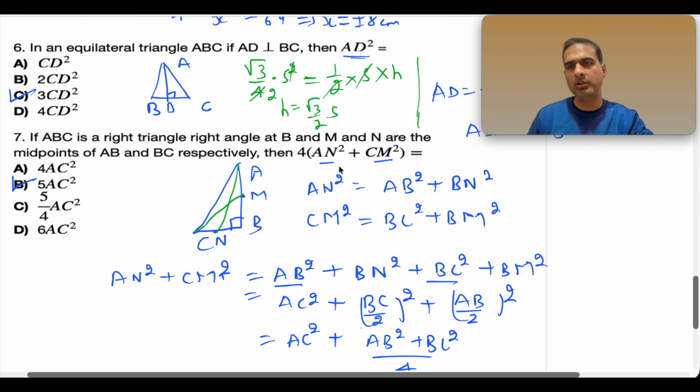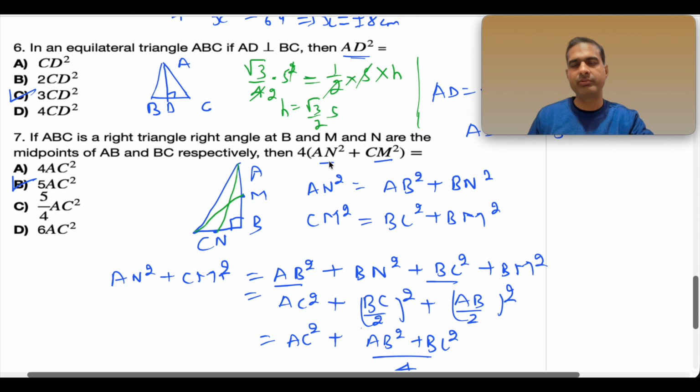First of all, we tried to find out what was given in the question, that is AN square plus CM square. To find AN square, we saw that ABN is a right angle triangle and AN is its hypotenuse. So we used the Pythagoras theorem and got AN square is equal to AB square plus BN square. Again, CM is the hypotenuse of triangle CBM, so CM square will be equal to BC square plus BM square.